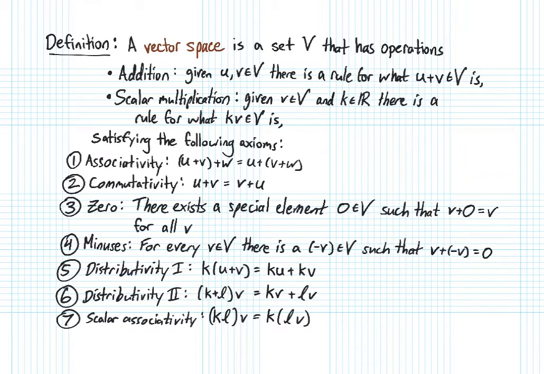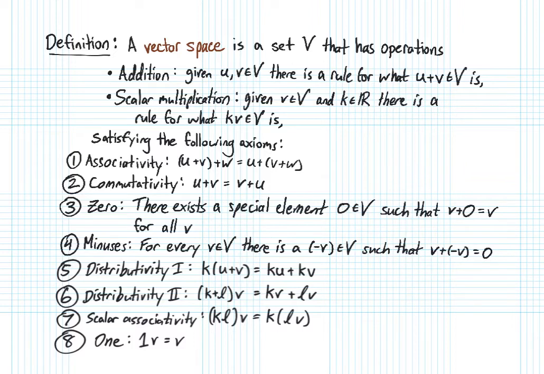The seventh axiom is a scalar associativity, which means that if you have two scalars, k and l, you can multiply k times l, and then scalar multiply times v, or you can scalar multiply by l, and then scalar multiply by k, and you should get the same thing. And then, the eighth and final axiom is that if you take any element in the set and scalar multiply by 1, then you get the same thing back.